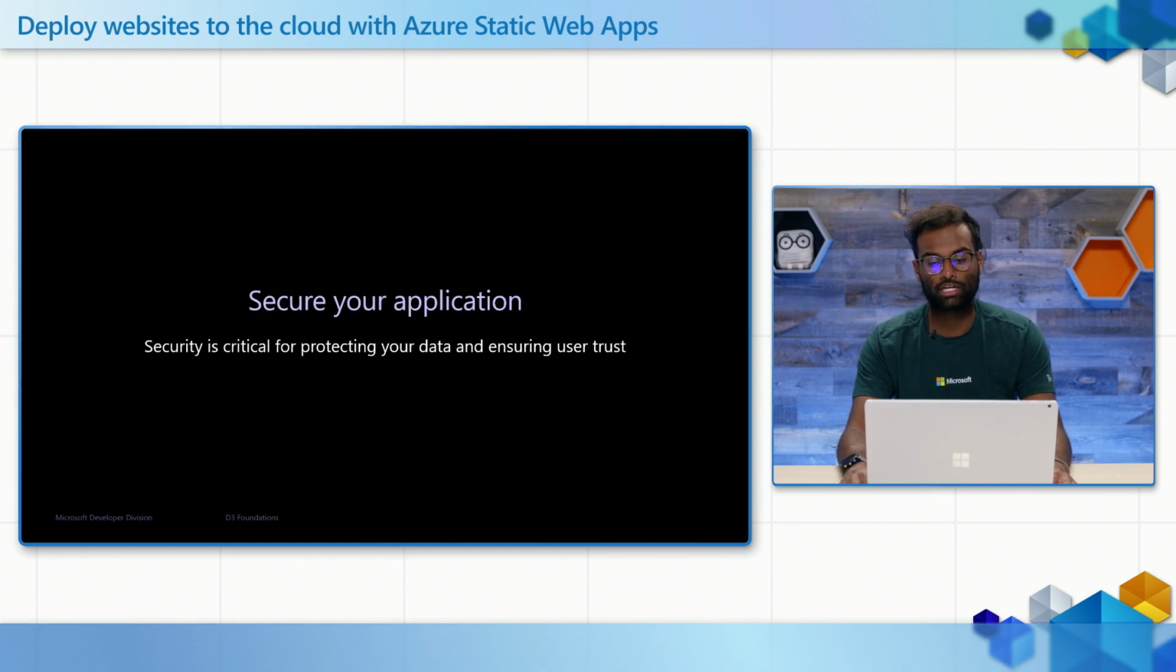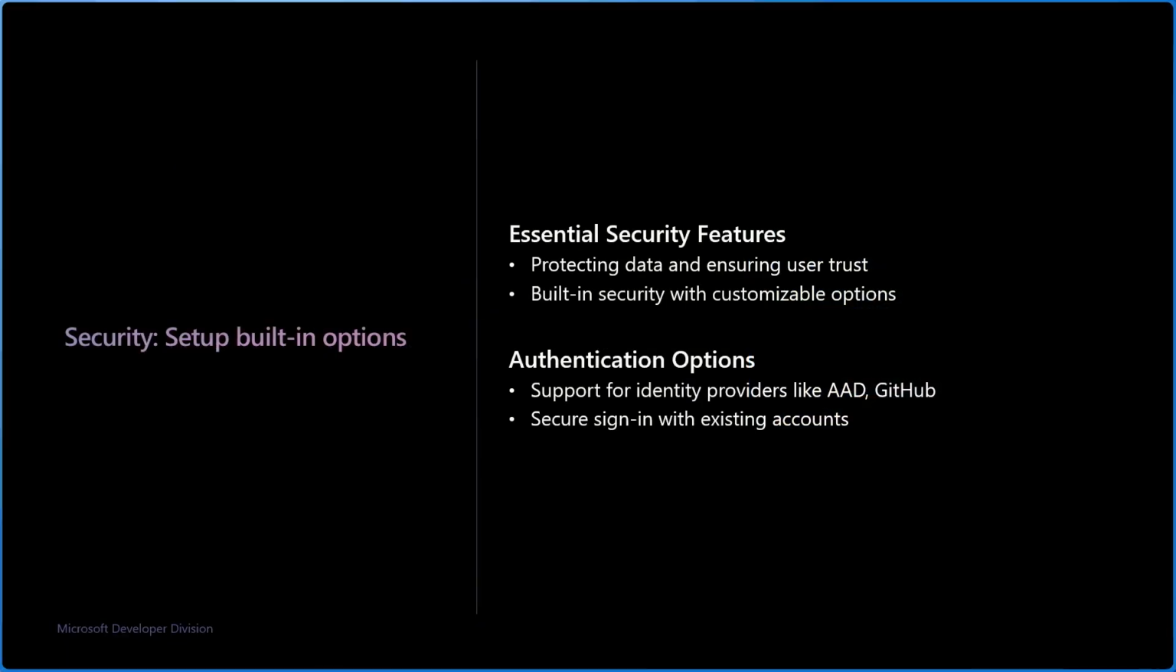Security is critical for protecting your data and ensuring user trust. In the context of Azure Static Web Apps, you'll find several built-in security features and customizable options to enhance your security for your web app. Let's start with an overview of the authentication options provided by Azure Static Web Apps out of the box. Azure simplifies authentication through its built-in support of popular identity providers like Azure Active Directory and GitHub. These providers help ensure that your users can sign in securely using their existing accounts. Now let's see how to set up basic sign-in options.